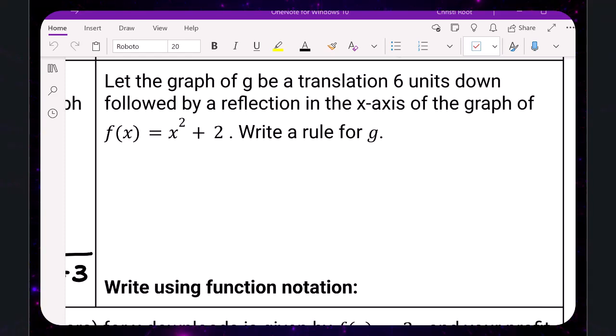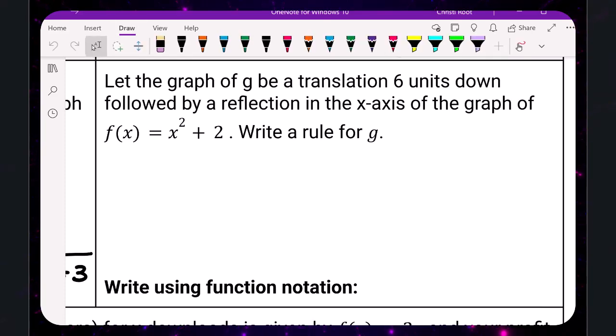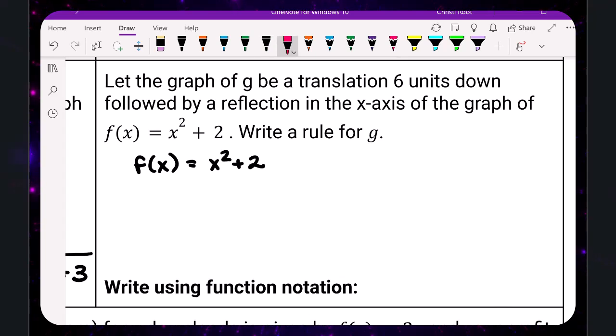It says, let the graph of g be a translation 6 units down, followed by a reflection in the x-axis of the graph f of x equals x squared plus 2. So we're going to start out with f of x equals x squared plus 2. And I'm going to go in order of each transformation. So the first one is a translation 6 units down.